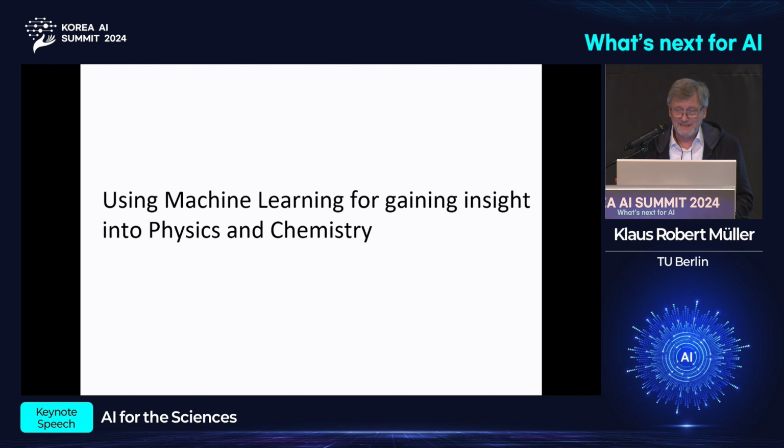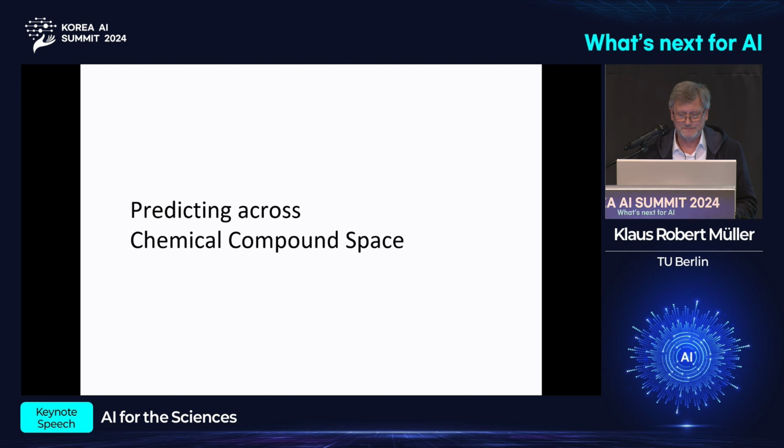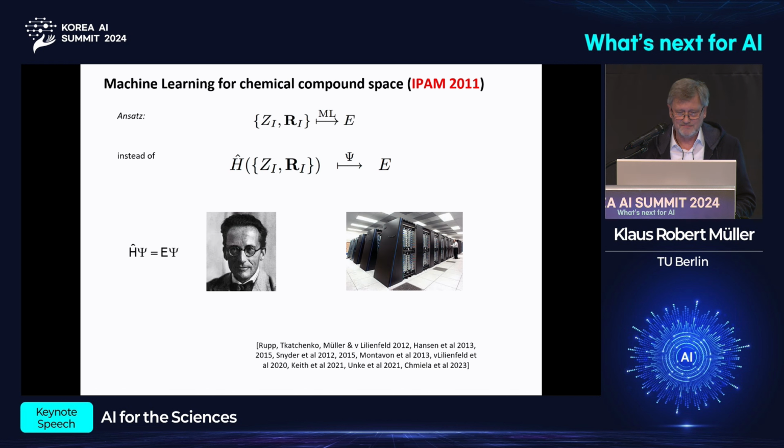So let me move to another topic of the sciences. I've been using machine learning in the sciences for quite a while, and one of my pet projects was always to use machine learning in physics. Let me just give you a bit of the background there. What we'd like to do is predict quantum mechanical properties across chemical compound space. So let me tell you a bit about the story there.